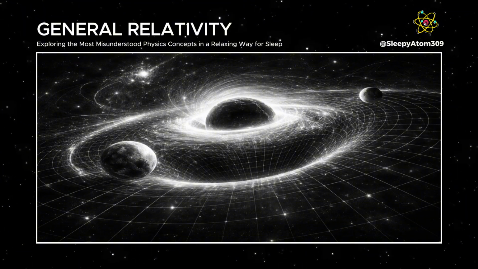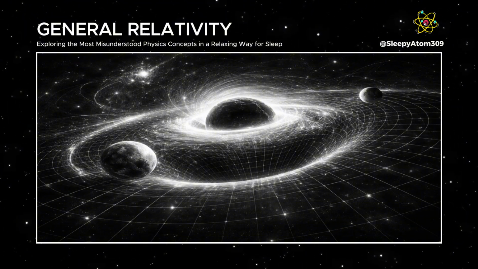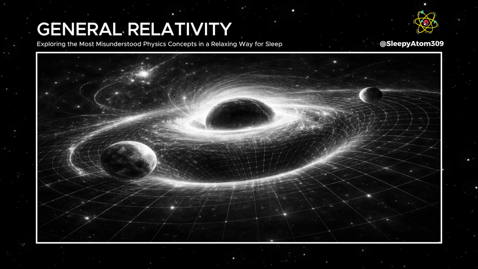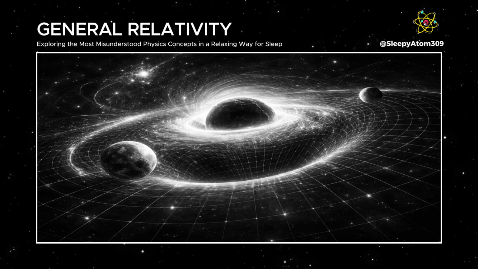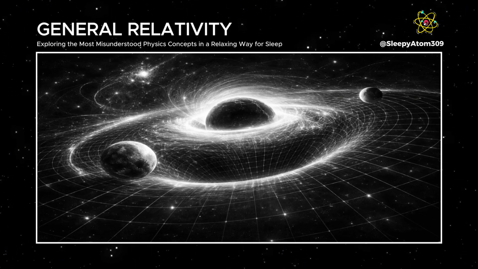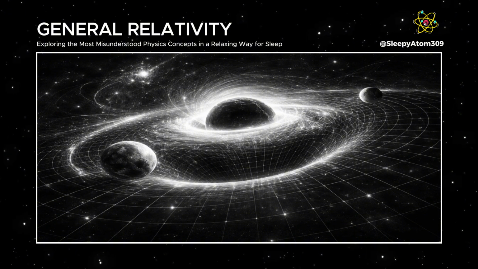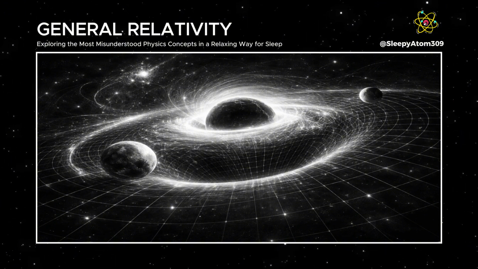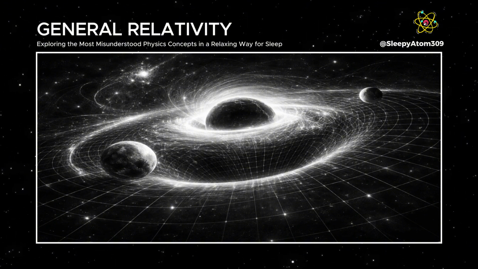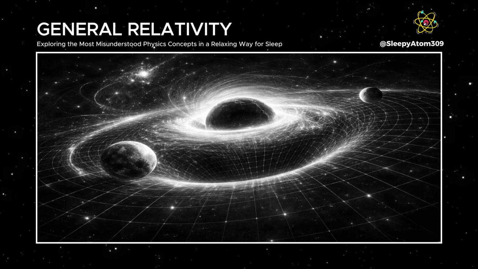General relativity also predicts and explains gravitational waves. These are ripples in space-time caused by massive events like colliding black holes or neutron stars. The first detection of gravitational waves came in 2015, and since then, they've been used to study extreme cosmic events.